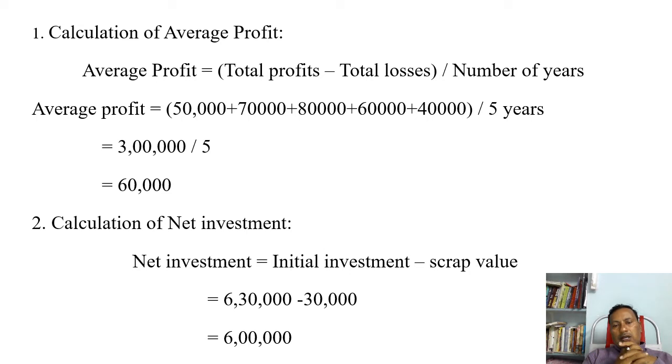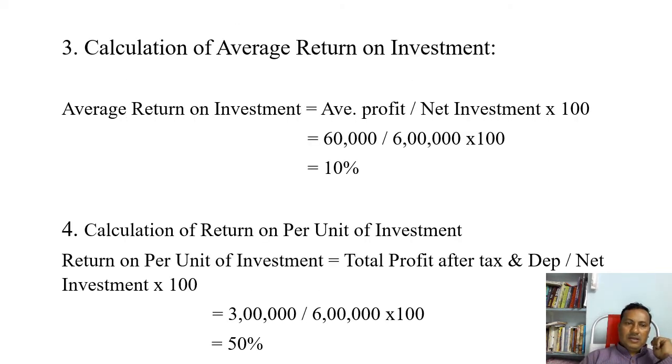Net investment: initial investment is 6,30,000. In this problem they have given the scrap value 30,000, subtract it, so the net investment will be 6 lakh. So the calculation of average return on investment: apply the formula. Average return on investment is equal to average profit divided by net investment into 100. 60,000 divided by 6 lakh into 100, that comes to 10%.